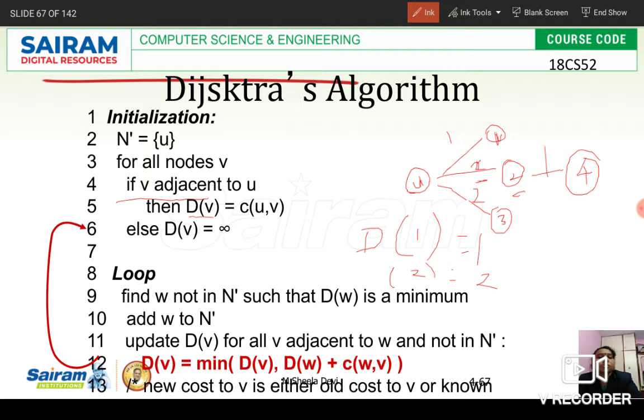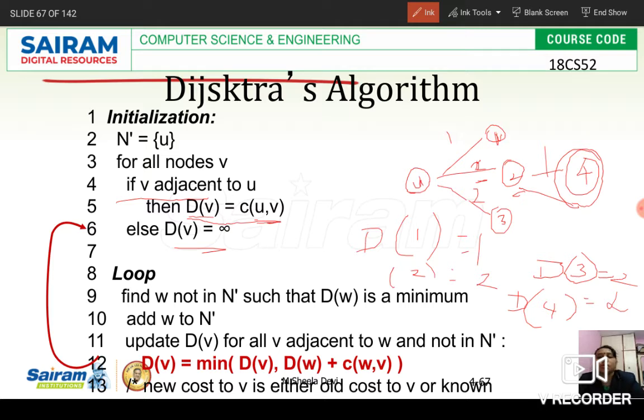And what is the cost of d of 3? D of 3 is also equal to 2. Okay. Then what is the cost of d of 4 now? Is it directly connected? We have the condition that v should be adjacent to u. Then only you can write the cost directly. Since this node 4 is not directly connected to u, we cannot go with this condition. So what do we have to do? We have to make it infinity. D of 4 is equal to infinity.